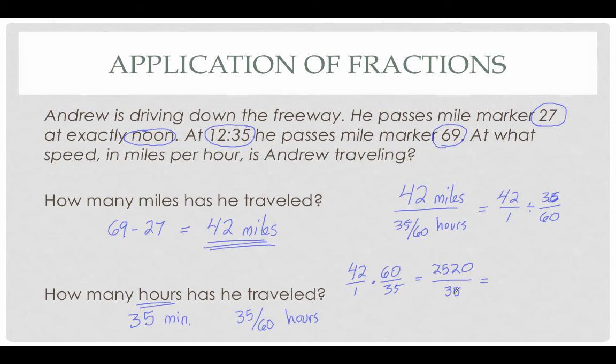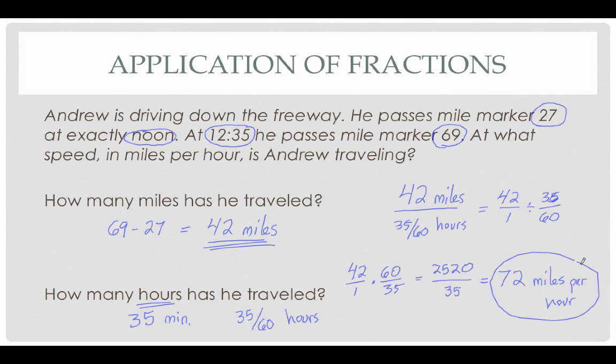I get an improper fraction. Let's see how many times 35 goes into there. So divided by 35. 35 goes into 2,520 exactly 72 times. I just pulled out my calculator and did this division problem. It equals 72, and there's no remainder. So what I see then is he goes 72 miles per 1 hour. He's going really fast. Probably needs to slow down a little bit before he gets a ticket.